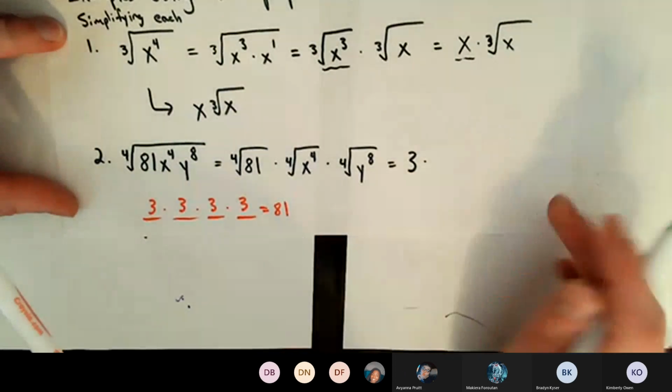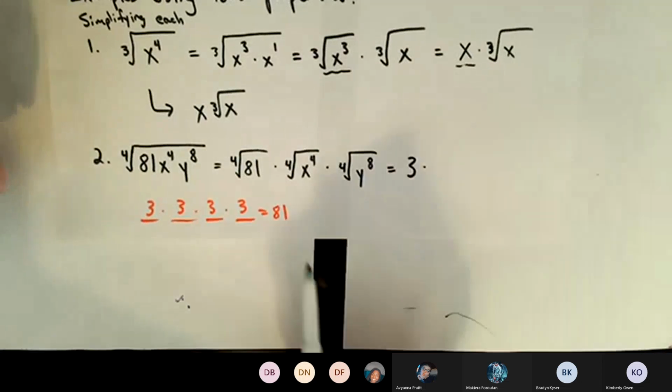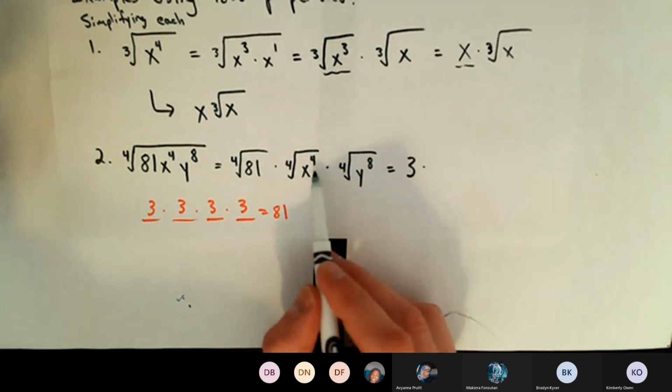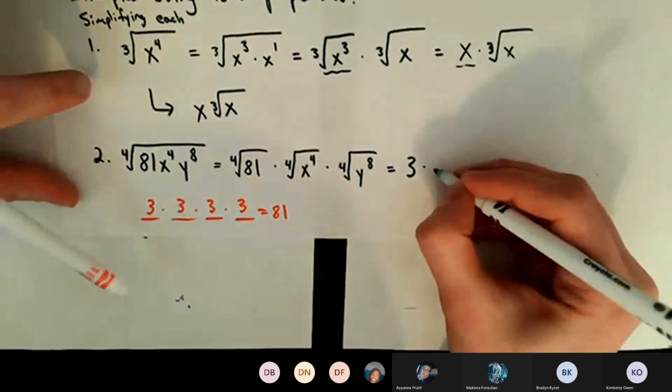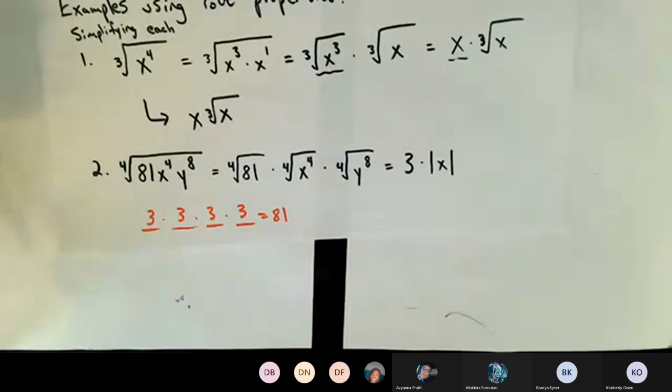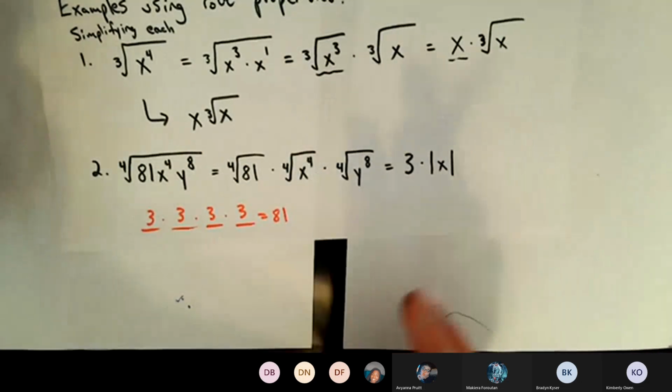Now, the next piece is the fourth root of x to the fourth. Well, I know those are going to cancel, that fourth root and that power of 4 there, but I do need absolute values around it according to property number 5.